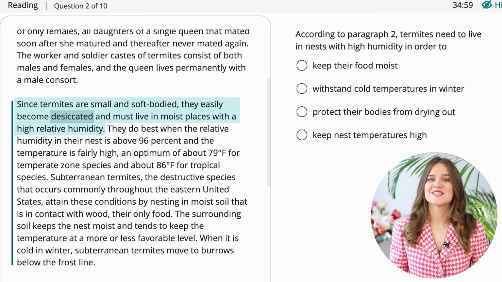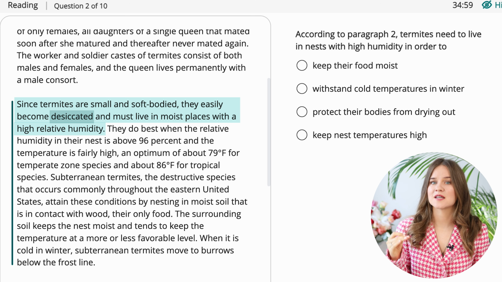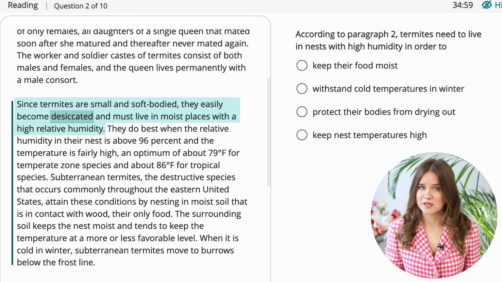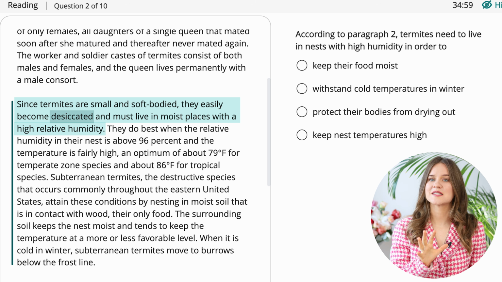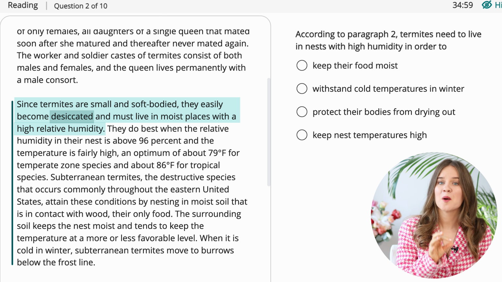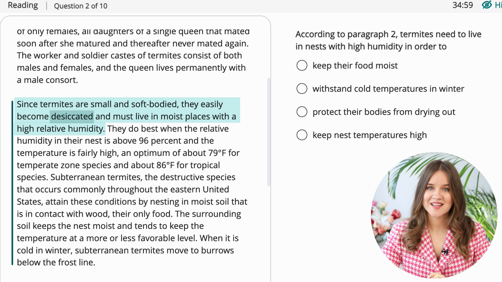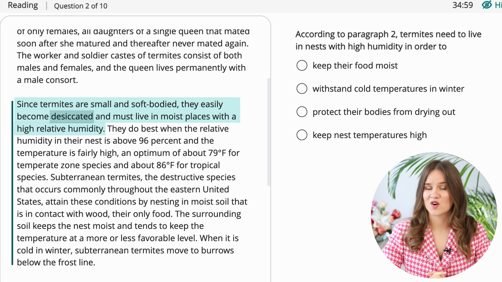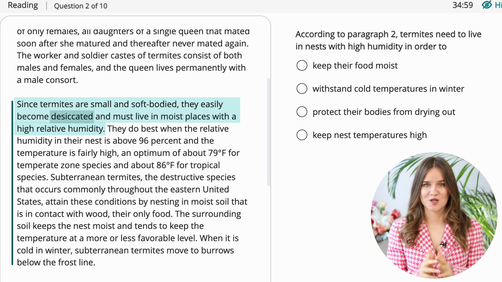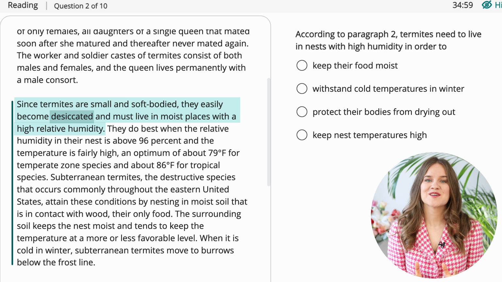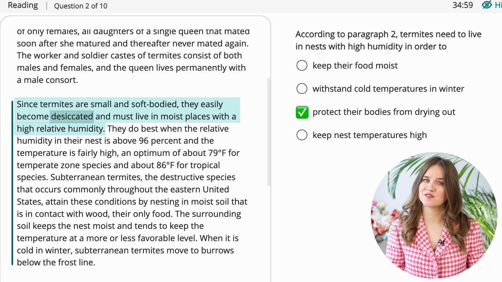Here it is. Since termites are small and soft-bodied, they easily become desiccated and must live in moist places with a high relative humidity. As we can see, termites need nests with high humidity because they easily become desiccated and must live in moist places. The word desiccated means completely dried out. Write this word down if it's new to you. It's the key to answering this question. Since termites need high humidity to avoid drying out, the correct answer is choice 3. Protect themselves from drying out.